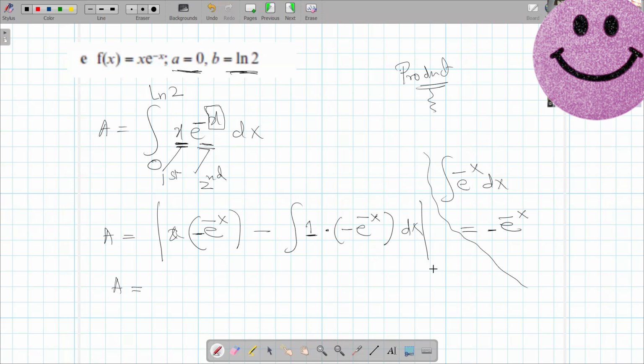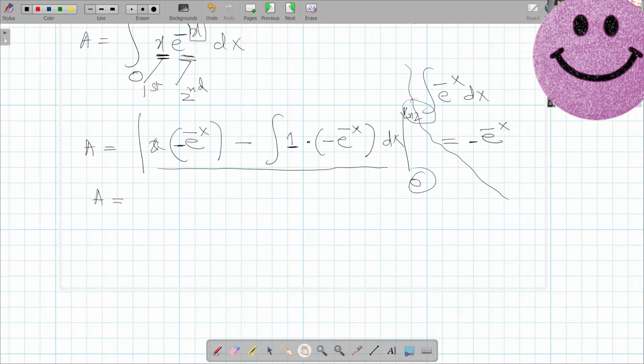So we will apply the limits after the overall integration. I'm just integrating inside and putting the limits outside here. Is this fine? Yeah. So negative x e to the power negative x, minus into minus plus, and we have to integrate e to the power negative x again. So e to the power negative x, same integral, right? And the limits are 0 to ln 2.